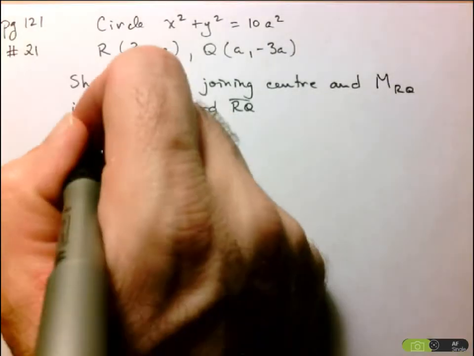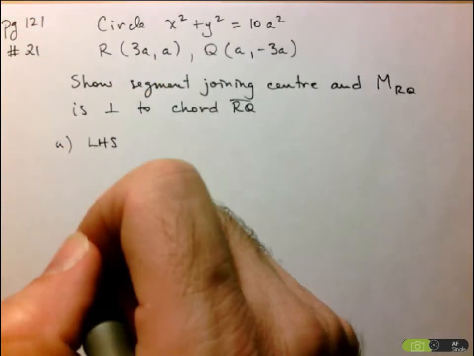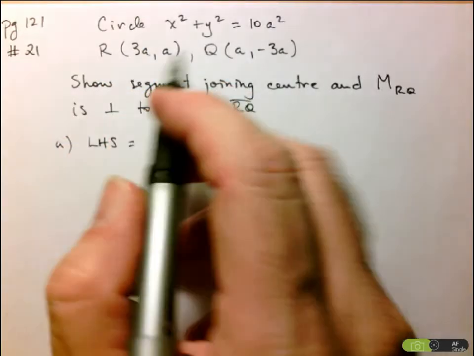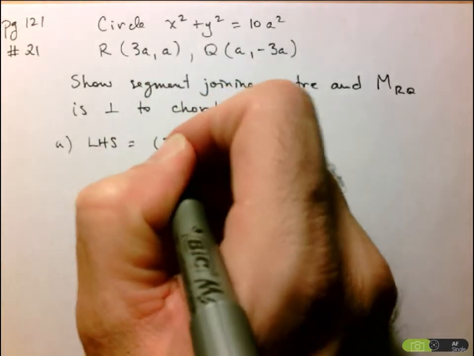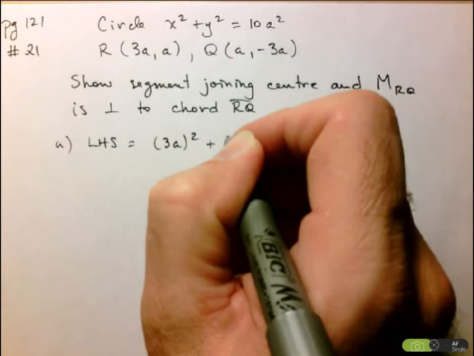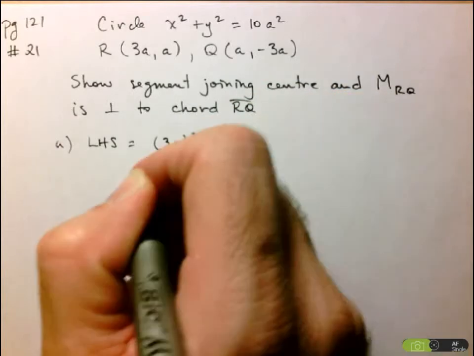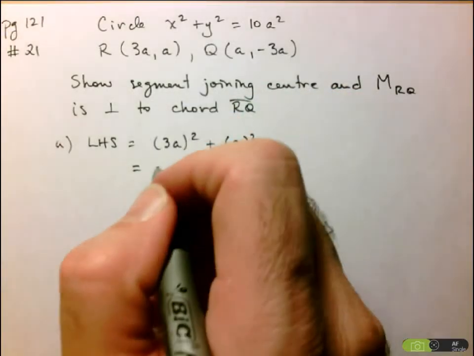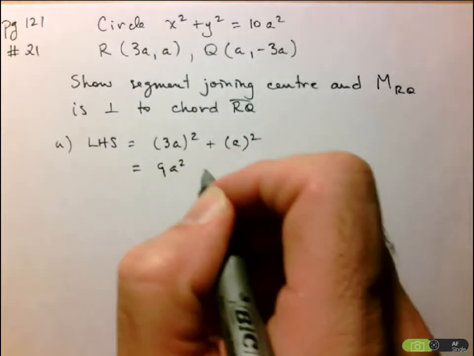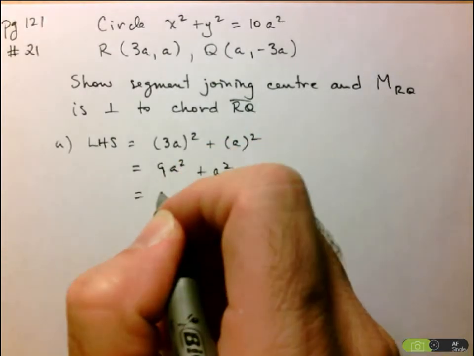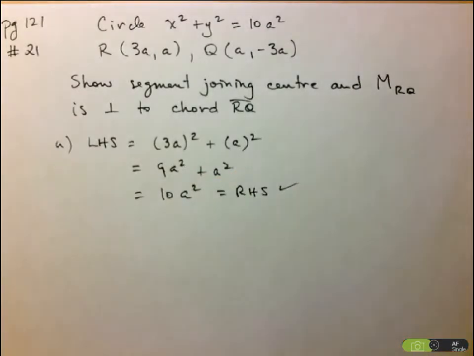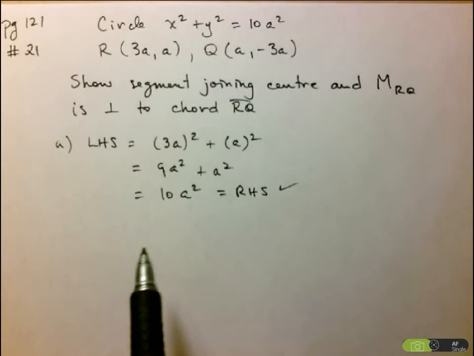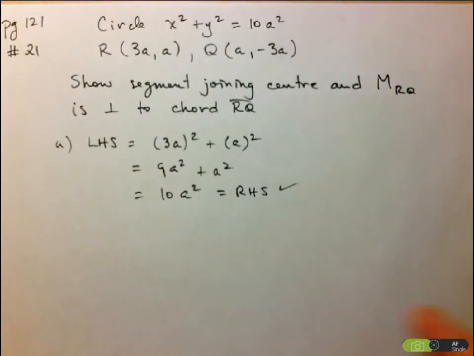I'm going to take the left-hand side, LHS, of this equation, and input this point into the left-hand side. So for x, I'm going to replace that by 3a, and then y will just be replaced by a. And when I simplify this, this becomes 9a squared plus a squared, which is equal to 10a squared, which is our right-hand side. So we've confirmed that the point (3a, a) is indeed on the circle, and it'll be very similar for the point Q.